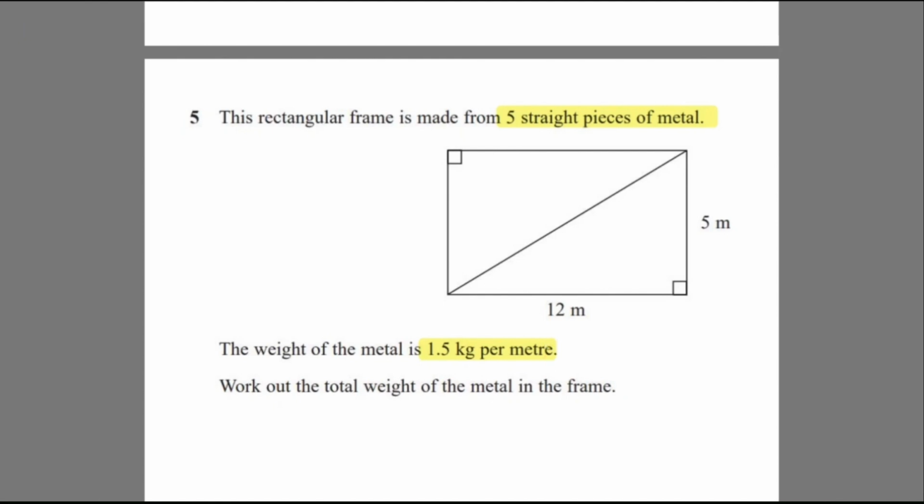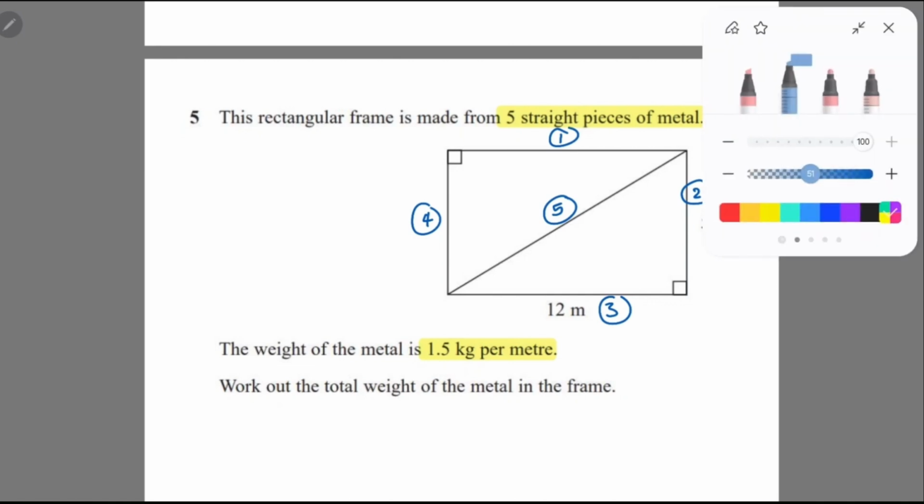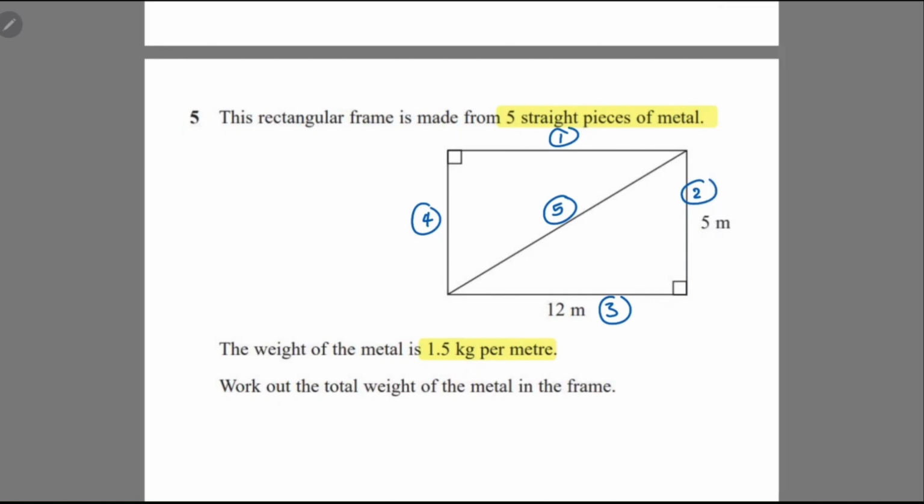So let's see if we can locate where the 5 pieces of metal are. We've got 1 there, 2, 3, 4. So the diagonal is the 5th one. Another thing in the question that we need to note straight away is that we're talking about a rectangle. There's a reason they're telling us it's a rectangle, because that gives us information.